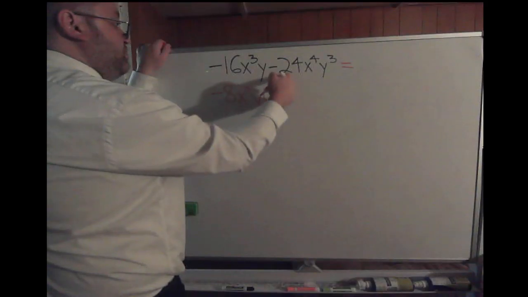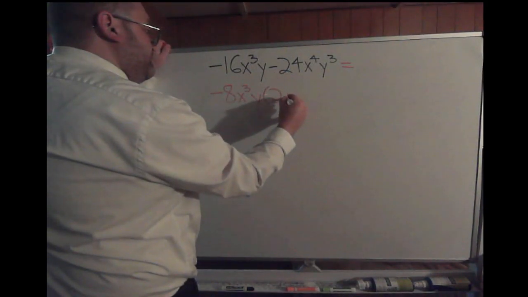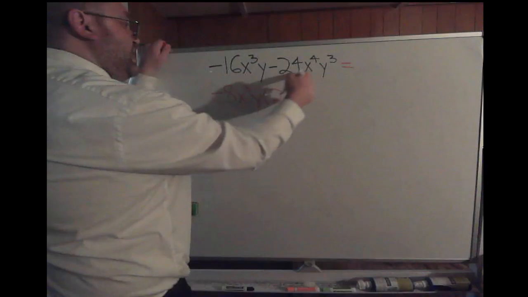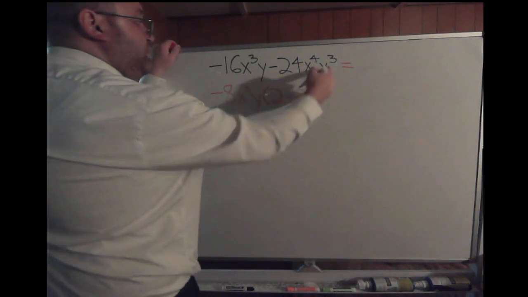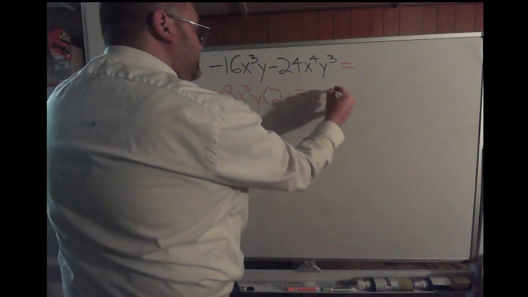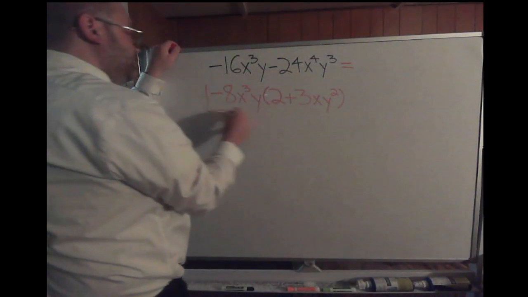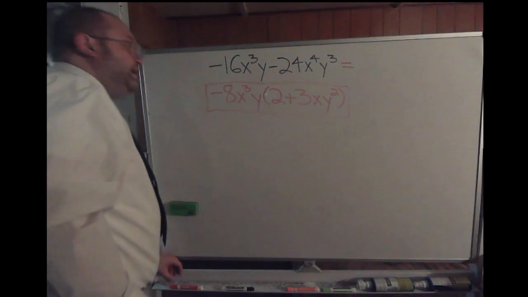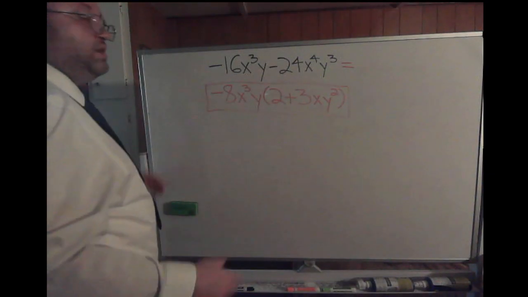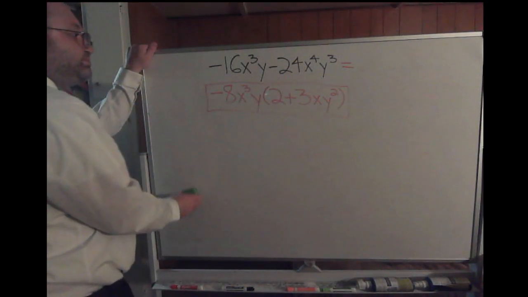Now negative 8 times what equals negative 24? That'd be positive 3. Then x to the third times what equals x to the fourth? Just x. And then y times what equals y to the third? That'd be y to the second. So the factorization of this problem should be negative 8x to the third y times the quantity of 2 plus 3xy squared. If you take it piece by piece, it's not so bad to factor these. That's the key. Take it piece by piece. Break it down by your constants, then each variable.